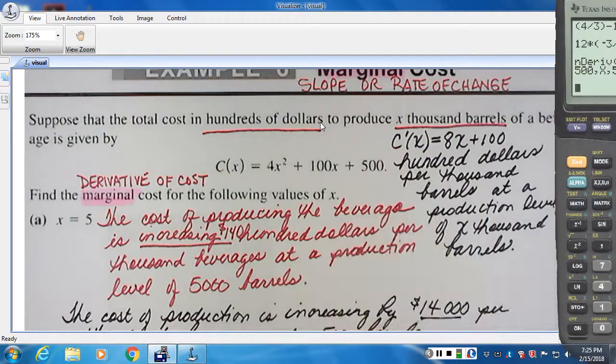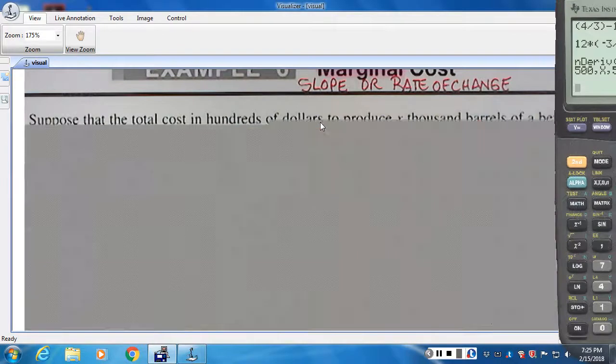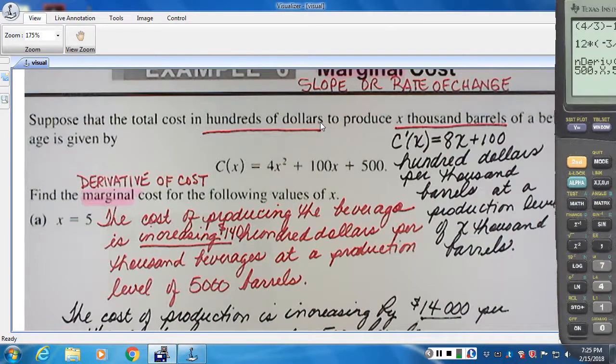How did you get rid of 500 again? Like in the 4x squared plus 100x plus 500. The derivative of a constant is 0. So any constant that's at the end of your function, it just drops away.